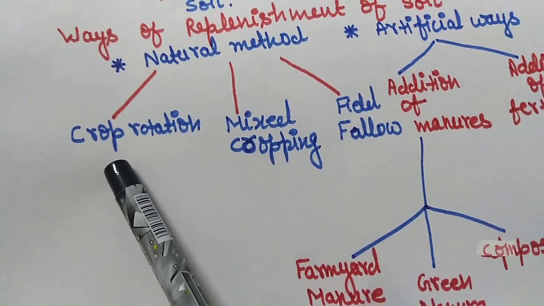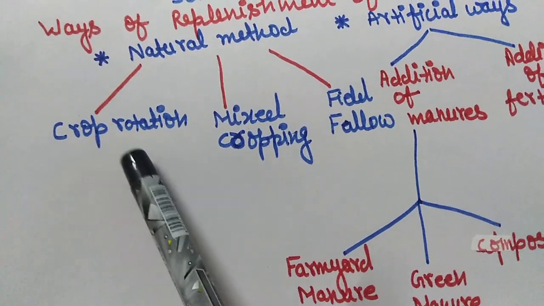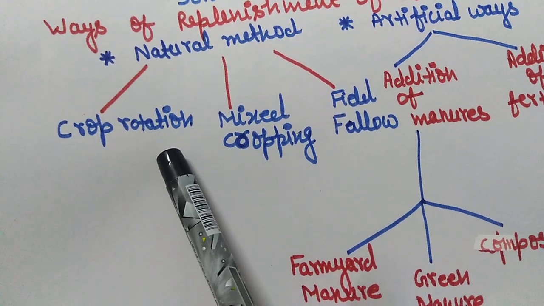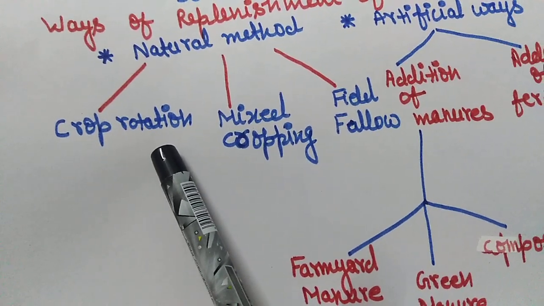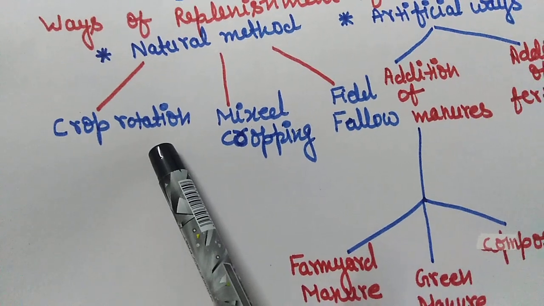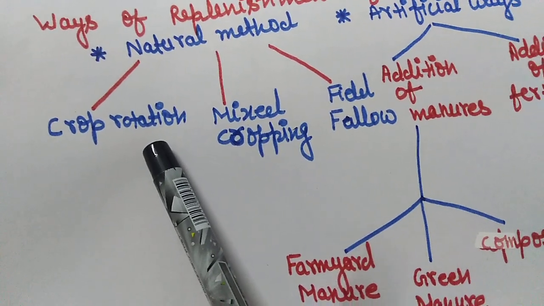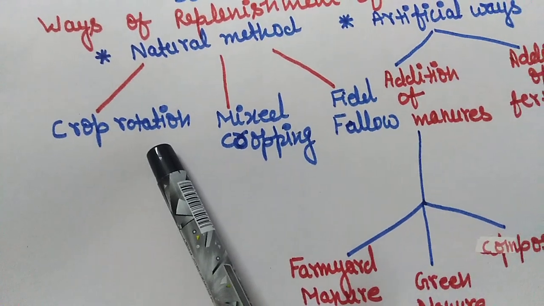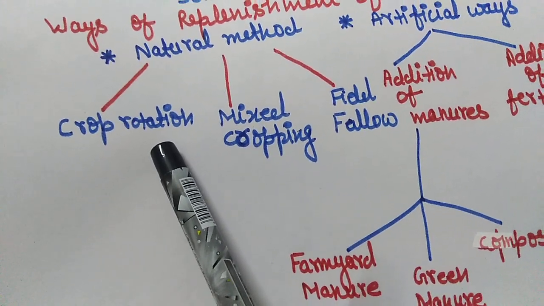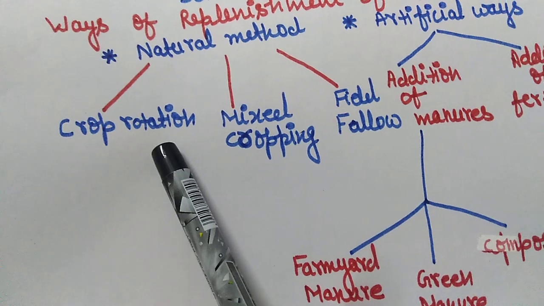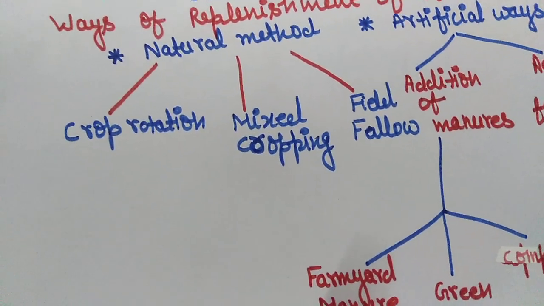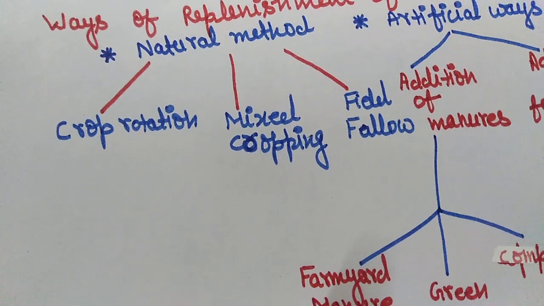The first one is crop rotation. What is crop rotation? The process of growing different crops in the same field alternately is called crop rotation. It means that if we have one type of crop, then after one year, after completion of that crop, we will change that crop. That is called crop rotation.